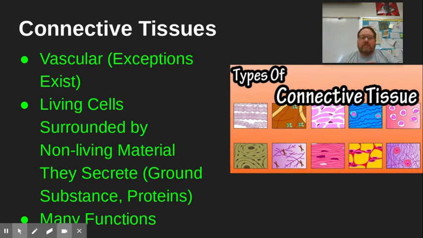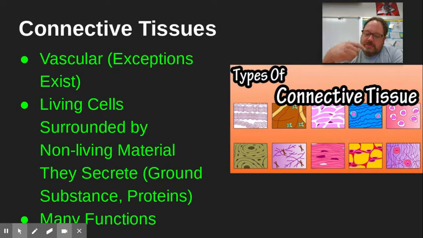Now, the tricky thing about connective tissues is that they are so diverse. There are all sorts of different types of connective tissue, but the general rule of thumb is that connective tissues are living cells surrounded by a non-living extracellular matrix that they produce. So they produce this material in which the cells live that's not living. Usually it's called a ground substance, which is what we see in cartilages, or proteins, which is what we see in dense fibrous connective tissues like ligaments.